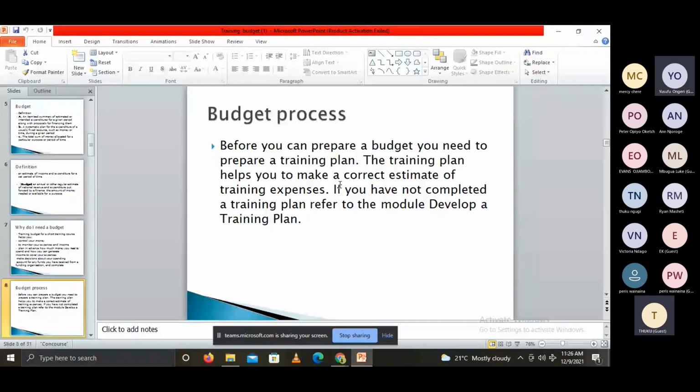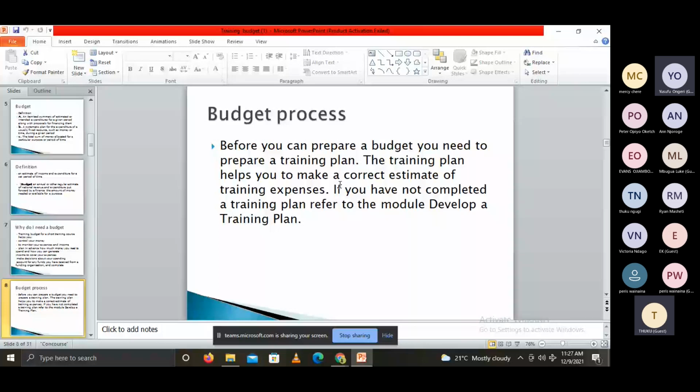So before you can prepare a budget, you need to prepare a training plan. The training plan helps you to make a correct estimate of the training expenses. As a school, we are always involved in this kind of training plan. If you come to the Kenya School of Government, you will find we have a training plan for a whole year. It stipulates how many programs we are going to run for various courses, which we know our clients need.